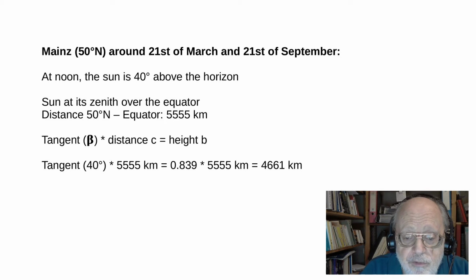The distance of the 50th parallel to the equator is 5,555 kilometers. We put all this into the above formula from the tangents theorem. Height B is tangent beta multiplied by distance C, and we get tangent 40 degrees multiplied by 5,555 kilometers, or 0.839 multiplied by 5,555, and this equals 4,661 kilometers.